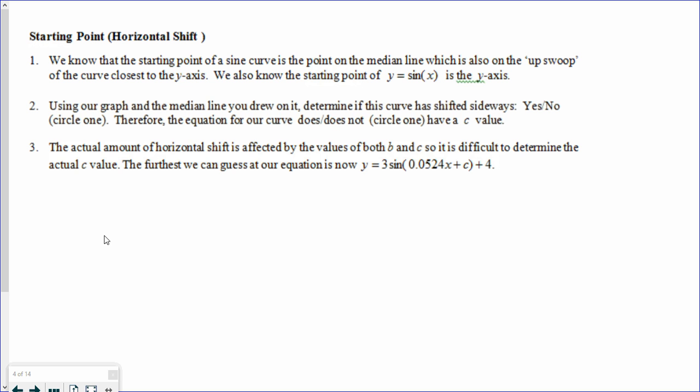So all that we can really say with this one is, using your graph, determine if it has shifted sideways. Yes, it has. Therefore, our equation for our curve does have a C value. The actual amount of horizontal shift is affected by both the values of B and C. So that's why we don't actually determine an actual C value. The furthest we can guess is that there is an actual C value. Me saying that doesn't give you a lot of information for what the rest of your actual equation would be. We just know there would be a C value.